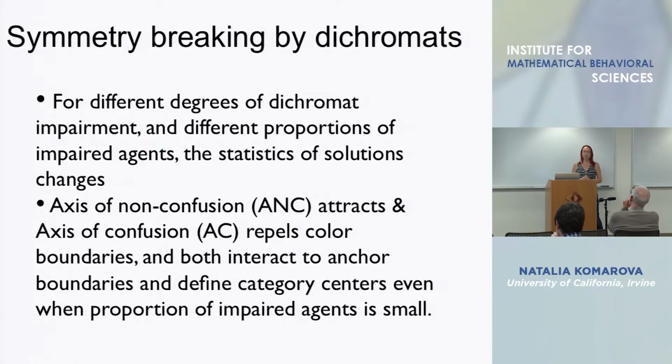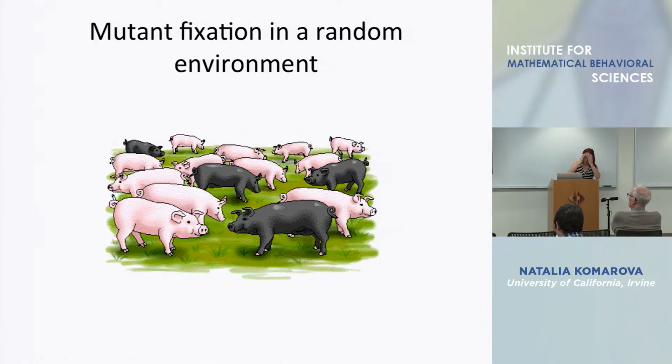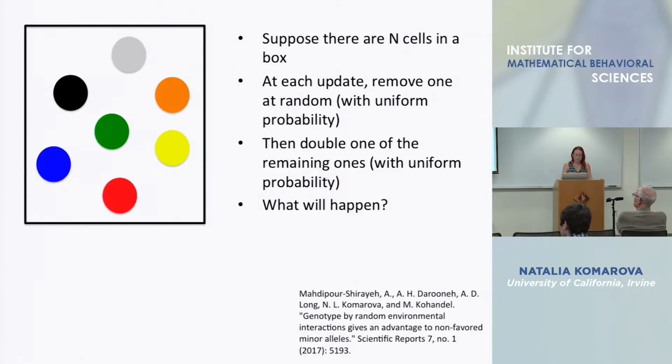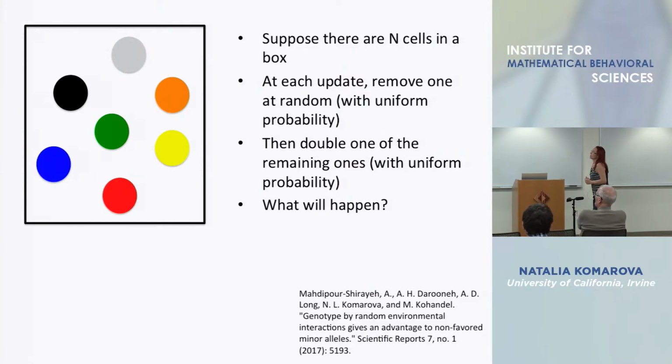And my next two examples are completely unrelated, but they're new, and they have to do with evolutionary biology. So this example is about mutant fixation in a random environment. So I'm completely switching gears here. So let's suppose, I'm going to start with something abstract, and I'll give you useful applications.